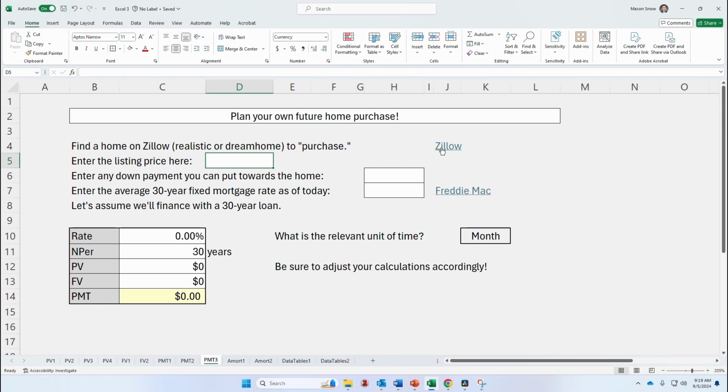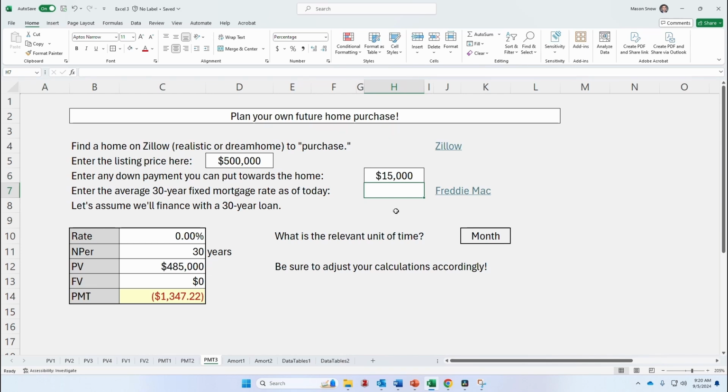I've got a link to Zillow off to the right here. Find yourself a house you'd consider buying. And who knows, maybe some of you watching this video are already homeowners. In that case, find yourself a dream home to purchase. Enter the listing price here. I'm just going to make up a $500,000 balance. Next, indicate any money you might be able to put towards a down payment right here. I'll put $15,000. Certainly not 20%, but it's a start.